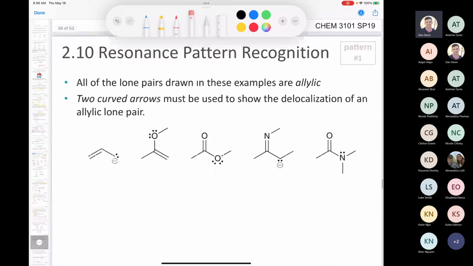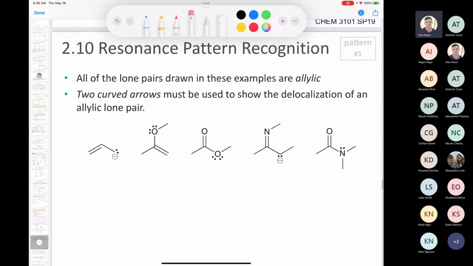Cool. All right. Well, it says here that all of the lone pairs drawn in all of these molecules and ions are allylic. And so what we want to do is show the resonance delocalization of a lone pair. And in order to do that, you always need two curved arrows to show resonance of an allylic lone pair.